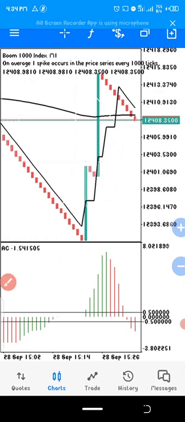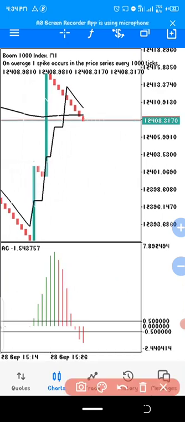But right here, the confirmations are not fully met, because we can see that the candles are above the 200 moving average.